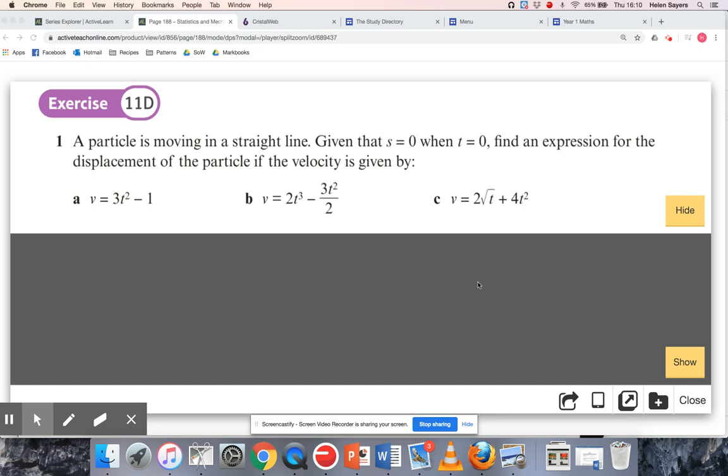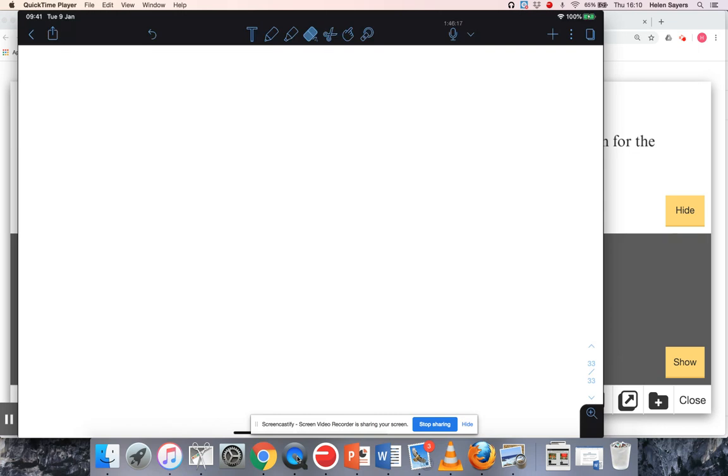Okay, we're doing exercise 11D from the first year mechanics textbook, and on question 1 we've got 3 expressions for velocities, and we're asked to find an expression for the displacement. So that's going to involve integrating velocity to find displacement, and they've told us for each of those when t is 0, s is 0. So that will be relevant, they won't tell you that for no reason.